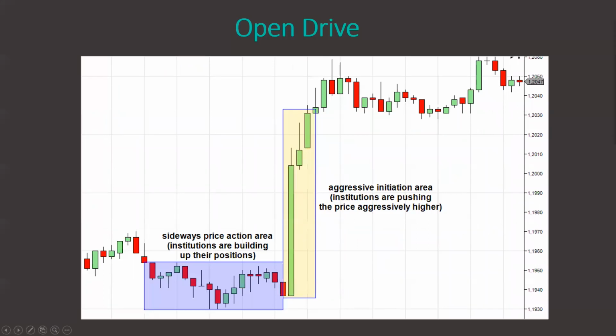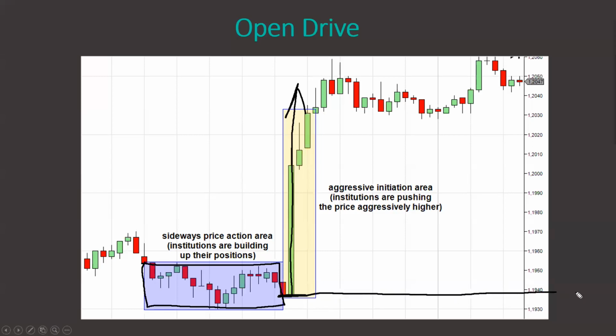Now, long trade scenario. There's a rotation. And from that rotation, boom, a huge green candle with an open drive right there. This is the beginning of that candle. So you wait for a pullback and go long from there.